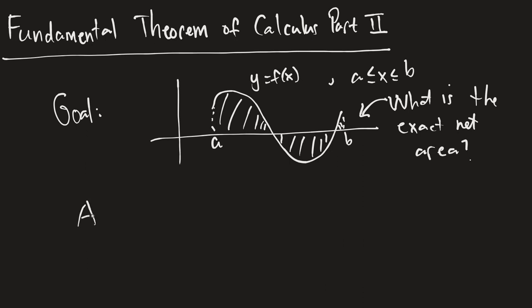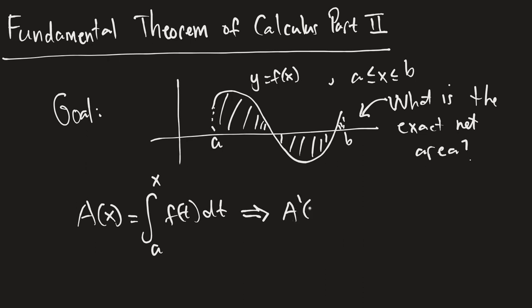Now, what we proved with the first version of the fundamental theorem, part one, is basically this: if we define an area function to be the integral from a to x of f of t dt, then its derivative is the original function, f of x. So we have this fact and we will make use of it.